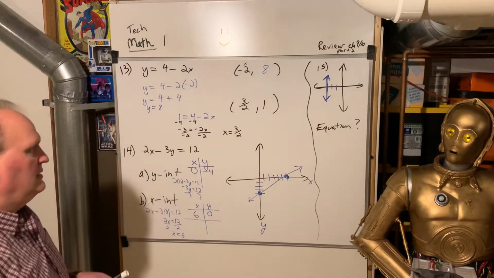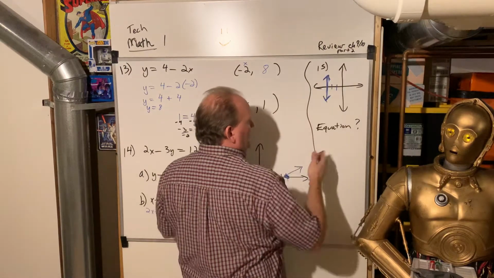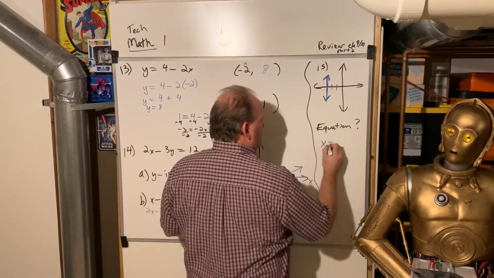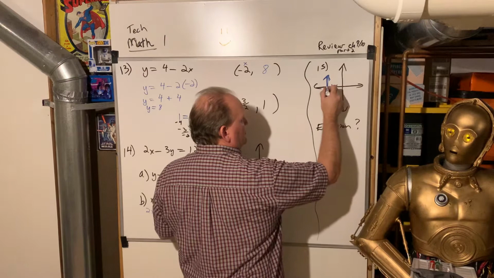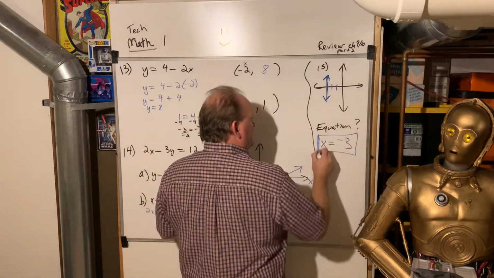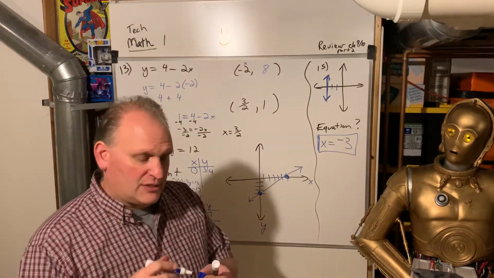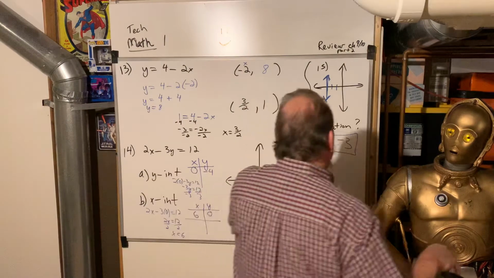All right. And then this one, they just want the equation. Well, anytime it's a vertical line, it's x equals whatever number it goes through. So it's going through negative 3. So that's just x equals negative 3. If it's a horizontal line, then it's just y equals whatever number it's going through on the y axis.